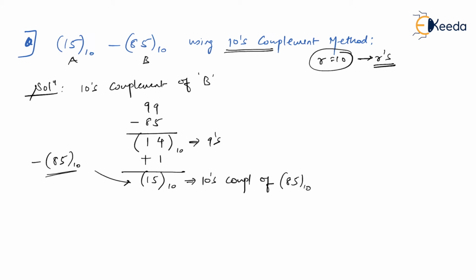So let's do this calculation. Before we perform this, common sense: 15 minus 85 will result in a negative number. So here we will observe that when I add A with tens complement of B, I will find carry equal to 0. If you remember, if carry happens to be 1, we discard the carry, the result is positive. If carry happens to be 0, the result is negative, and the answer is not in the true form. To get the true form, take tens complement of the result.